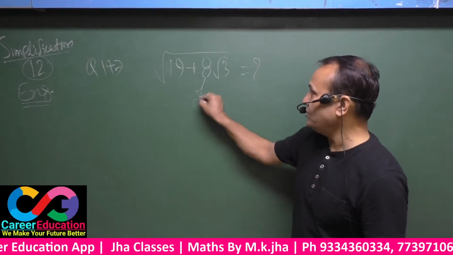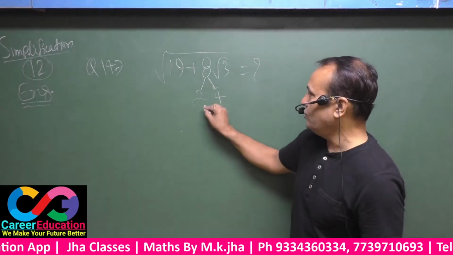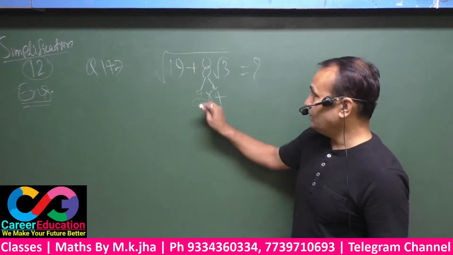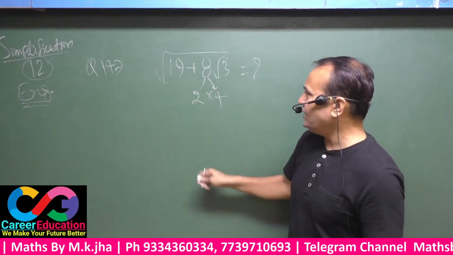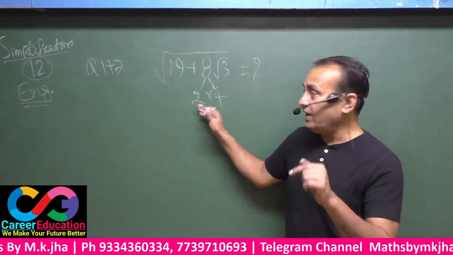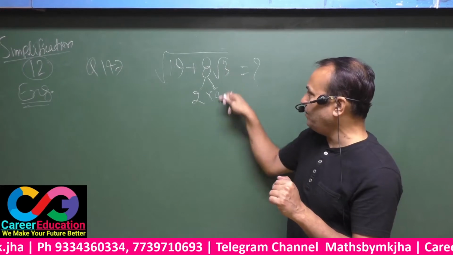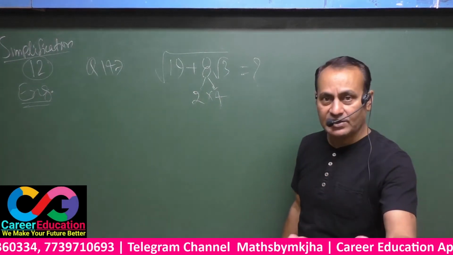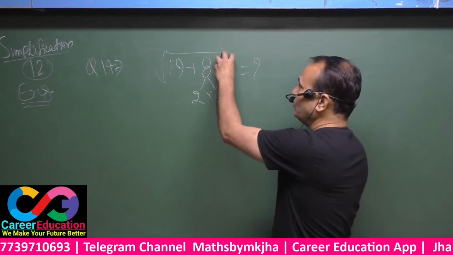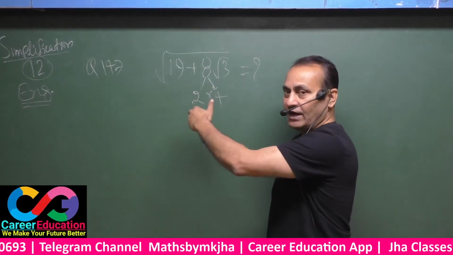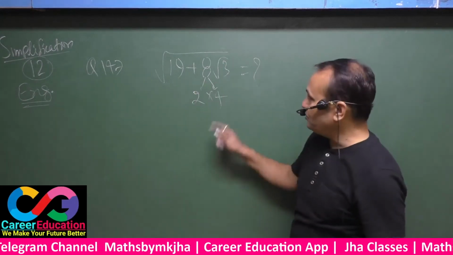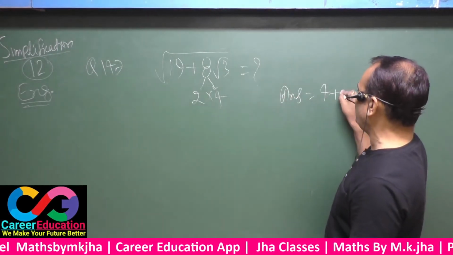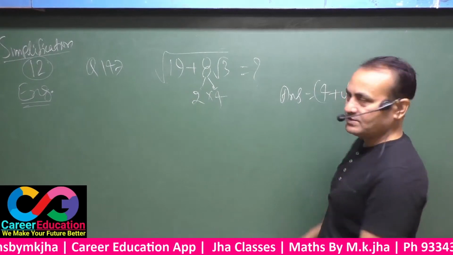That means you write here 8 equals 2 into 4. If you pointed out 2, then after the multiplication of these two, here must be 19, and that is so. 4 square 16, root 3 square 3, after addition that is 19. That means this is your A, this is your B. The answer can be written as 4 plus root 3. This is your final answer.